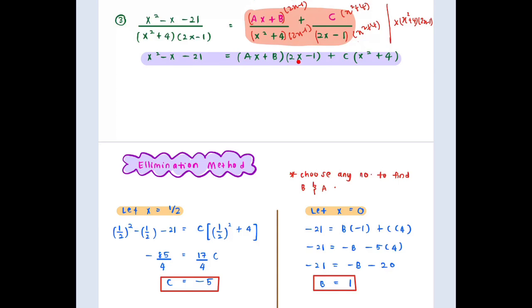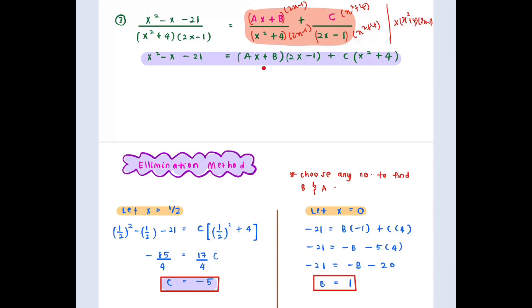So now let's choose x as half so that we can cancel out this term. And then let's fill in half squared minus half minus 21. And then here is c, multiply half squared plus 4. So let's try to solve this. Therefore, you will find your c is equal to negative 5.